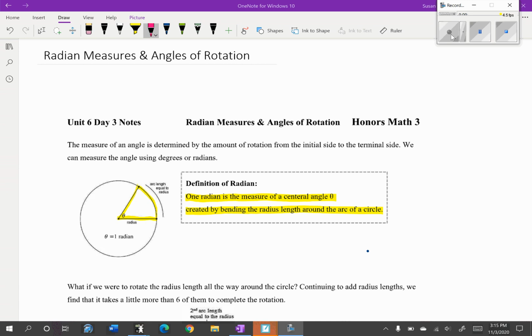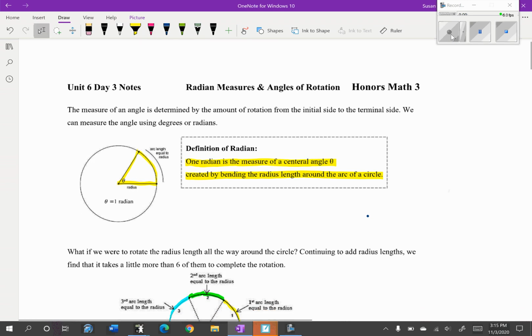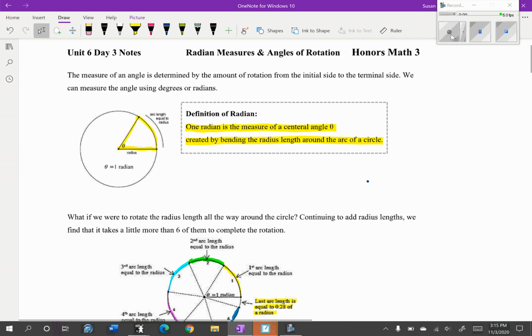All right, so today we're going to talk about radian measure and angles of rotation. The measure of an angle is determined by the amount of rotation from the initial side to the terminal side. We can measure the angle using degrees or radians. So the definition of a radian: one radian is the measure of the central angle, theta, created by bending the radius length around the arc of a circle.